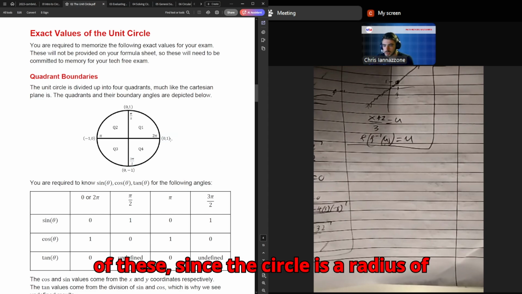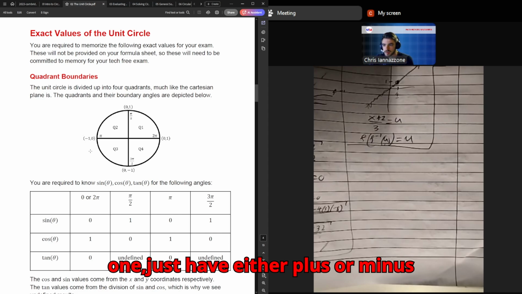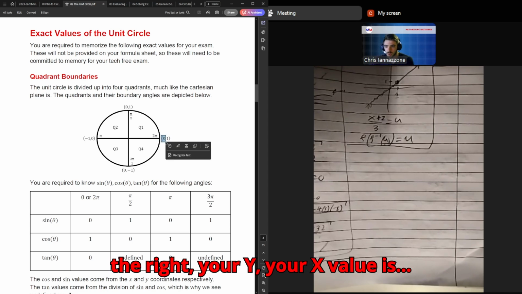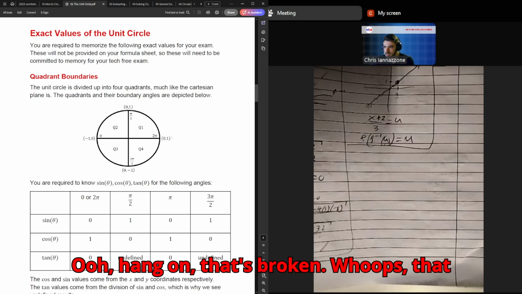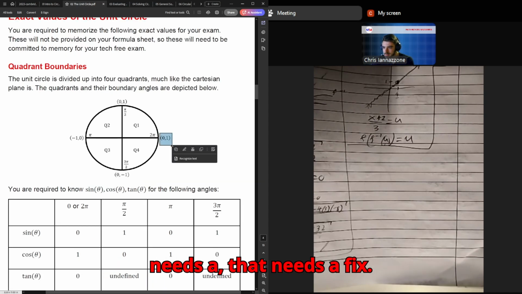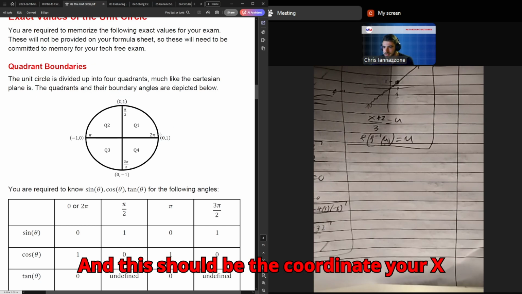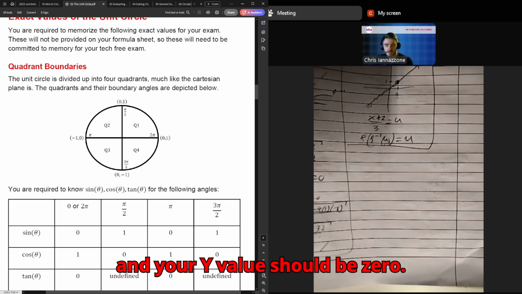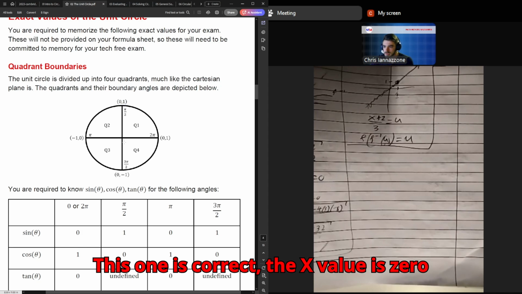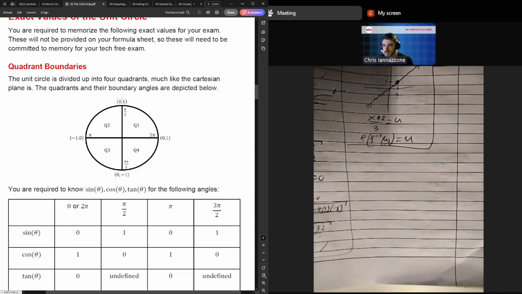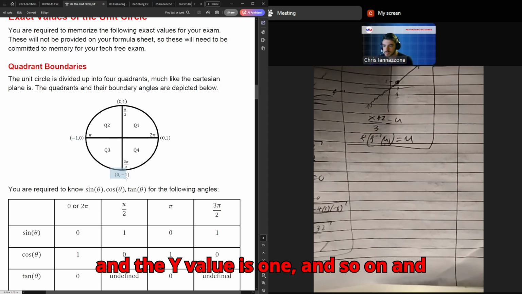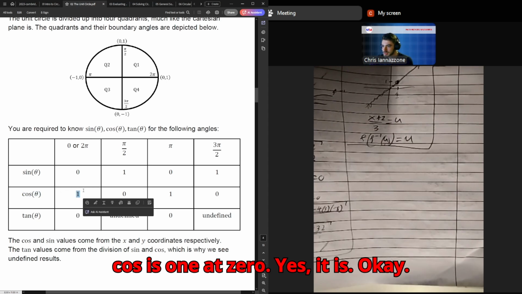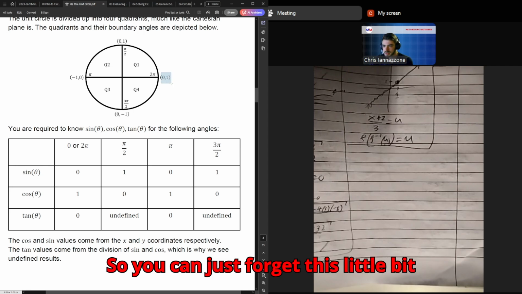Each of these, since the circle has a radius of 1, just have either plus or minus 1 as their coordinates. Like if you're looking perfectly horizontal to the right, your x value is... oh, hang on, that's broken. Whoops, that needs a fix. This should be the coordinate 1, 0. Your x value being 1 all the way to the right, and your y value should be 0. This one is correct. X value is 0 since it's on the y-axis, and the y value is 1, and so on and so forth. The table hopefully has it correct. Let's see. So cos is 1 at 0. Yes, it is. Okay. So you can just forget this little bit here.